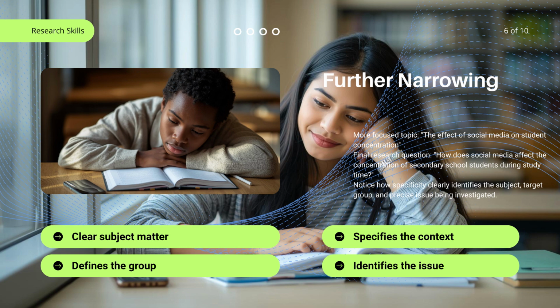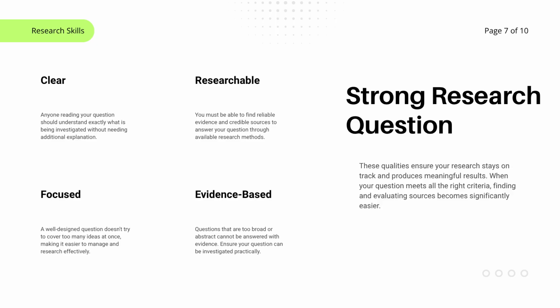A strong research question usually has three key characteristics. First, it is clear. Anyone reading the question should understand exactly what the research is investigating. Second, it is focused. The question should not try to cover too many ideas at once. A focused question makes research easier to manage. Third, it is researchable. This means you should be able to find reliable information or evidence that helps answer the question.